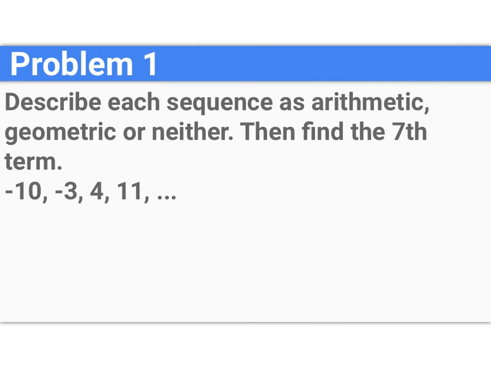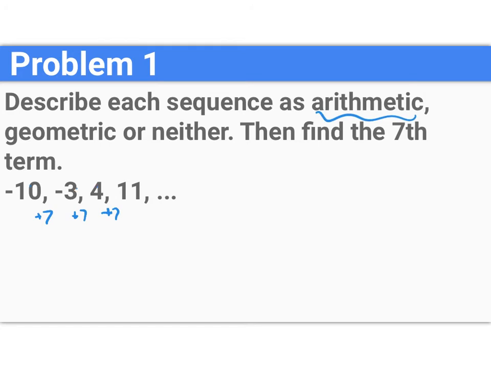Okay, describe each sequence as arithmetic, geometric, or neither, then find the seventh term if it is geometric or arithmetic. So, let's see. To go from negative 10 to 3, you have to add 7. And if you add 7, and if you add 7. So we're adding 7. So if we're adding or subtracting, it's arithmetic. So this is arithmetic. And then find the seventh term.